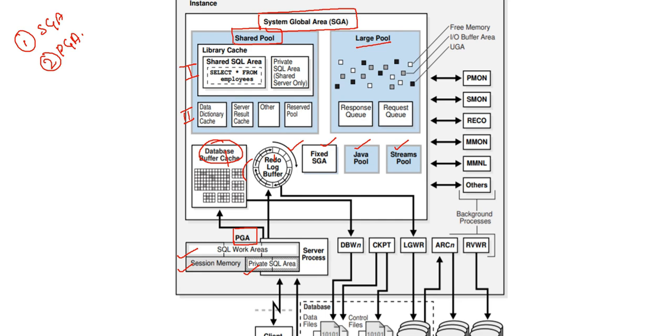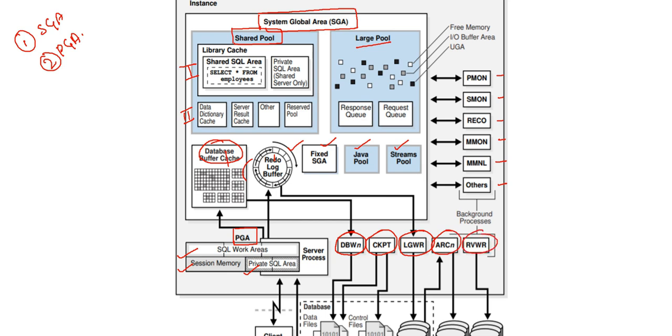Apart from that, we have some background processes. Number one is PMON, SMON, RECO, MMON, MMNL, others. These are the background processes. The most popular background processes are DBWn, CKPT, LGWR, archiver, and RVWR.